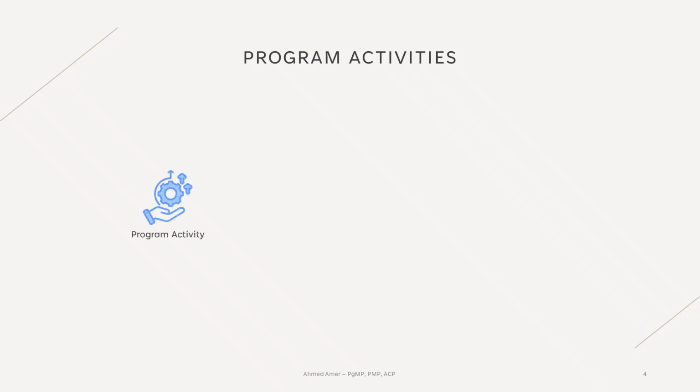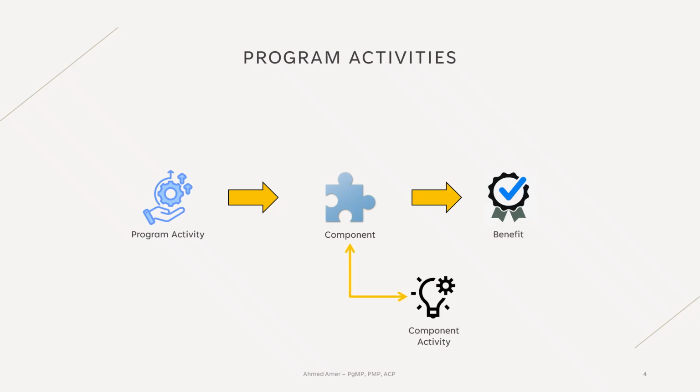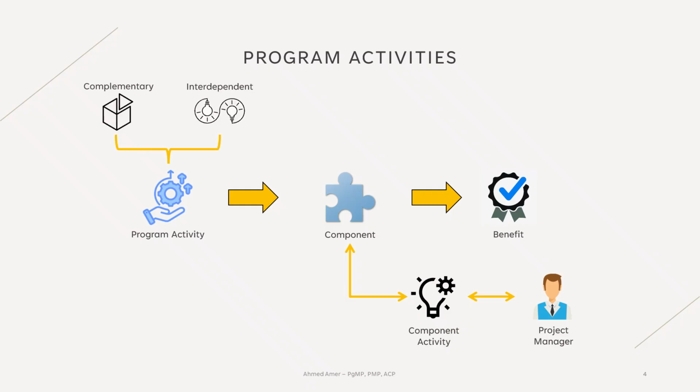Generally, program activities directly support the individual program components. This support enables the component activities to help achieve the program objectives. Be mindful that component activities are managed by the project manager, not program managers. Most of you may agree that program activities are interdependent and complementary. A specific program activity can produce a deliverable that can be necessary to perform another program activity.